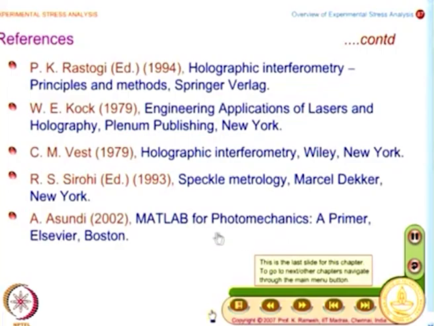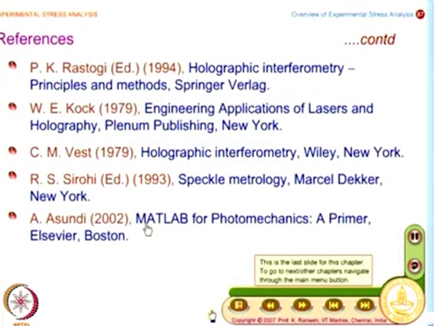We have already seen, when we looked at trends in experimental mechanics, that the current trend is on finding out phase shifting techniques. They are used in several interferometric methods, and all these interferometric methods use a CCD camera as an electronic eye, and image processing is done. And for many of these image processing applications, MATLAB could be advantageously used. That is why Asundi has come up with a book on MATLAB for photomechanics, and this is also an interesting book.